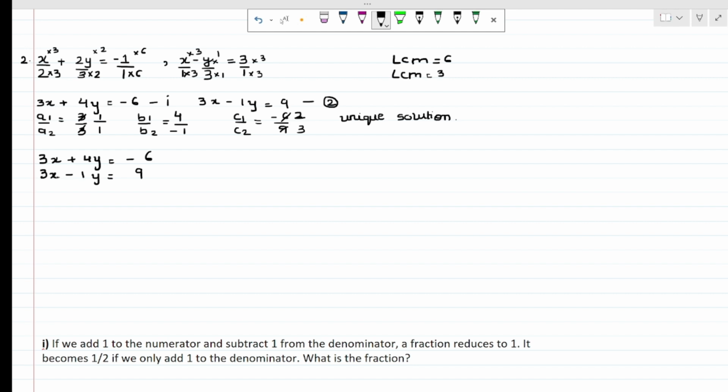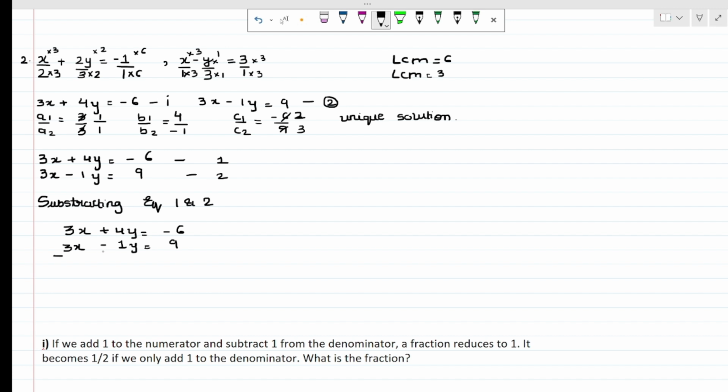So what can I do over here? As I said earlier, when you have the same sign, you need to subtract. Okay, so we are subtracting our equation 1 and 2. So write down over here, subtracting equation 1 and 2. We are directly subtracting our equation 1 and 2. So subtract it: 3x plus 4y equals minus 6 and 3x minus 1y equals 9.